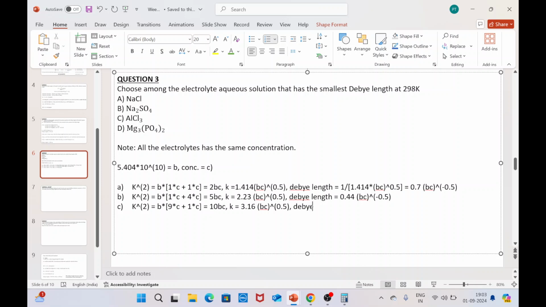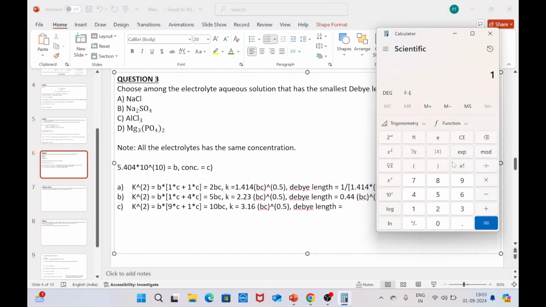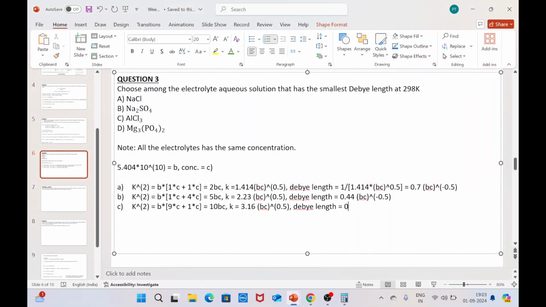So then the Debye length will be nothing but 1 by 3.16, so 0.316 times Bc power minus 0.5. Now you have magnesium phosphate. So Mg3(PO4)2. So Mg2 plus and PO4 3 minus.